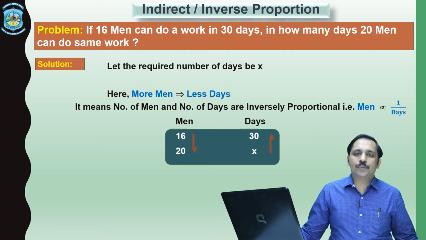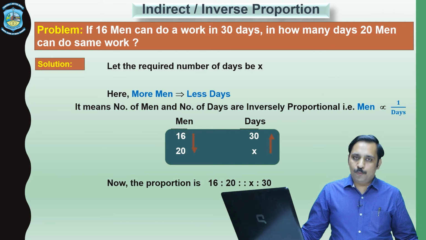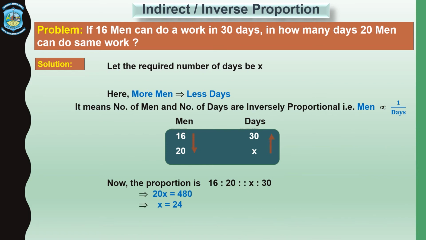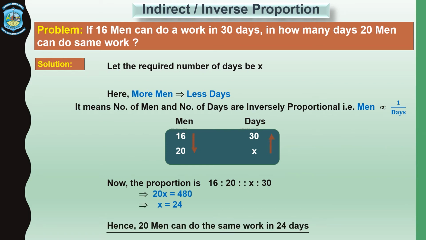Now we are putting the arrows. If we increase the number of men, the number of days decreases. That means both the arrows are in opposite directions. The proportion is 16 is to 20 is proportional to x is to 30. We start from the starting of the arrow and move towards the ending of the arrow in writing the proportion. On solving this, we get the value of x as 24. That means 20 men can do the same work in 24 days.